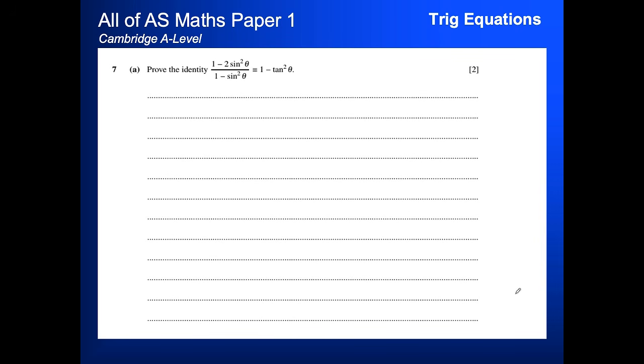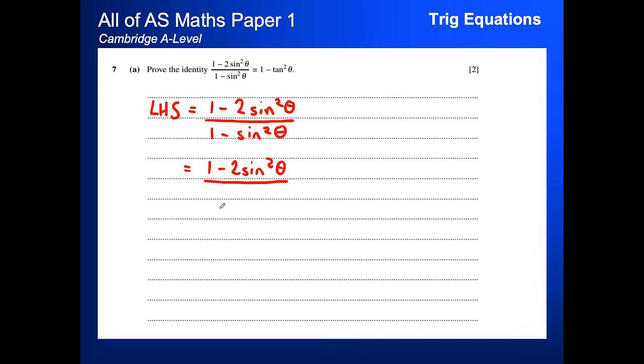Okay, and on to our second example here. Again, very similar to how we approached the question before. So let's have a look at this. So we've got left-hand side is equal to 1 minus 2 sine squared theta over 1 minus sine squared theta. And the first thing I'm going to do here is use my identity. So 1 minus sine squared theta is equal to cosine squared theta. And as I'm doing this kind of problem, I'm thinking I want a tan at some point. I want to try and achieve that. So that's always in mind as I go through.